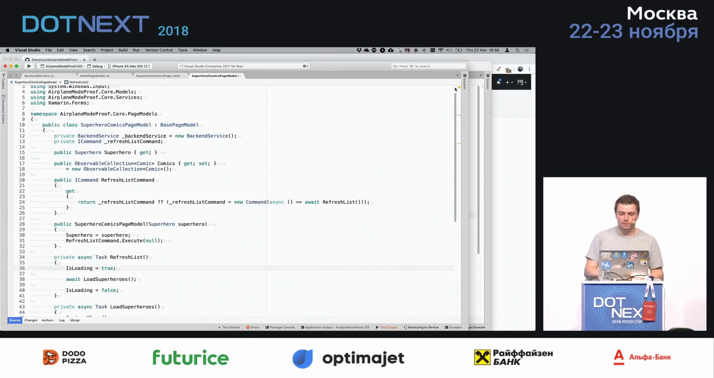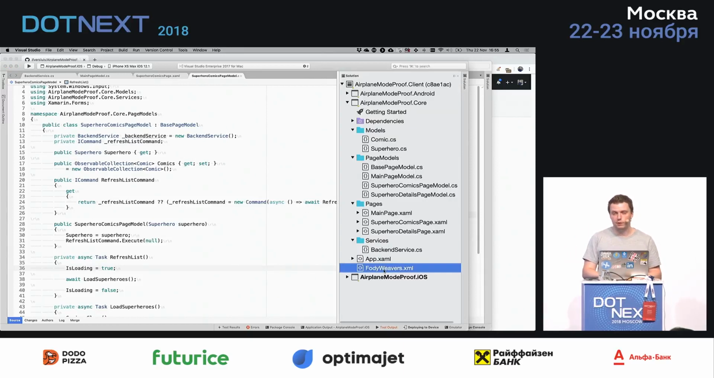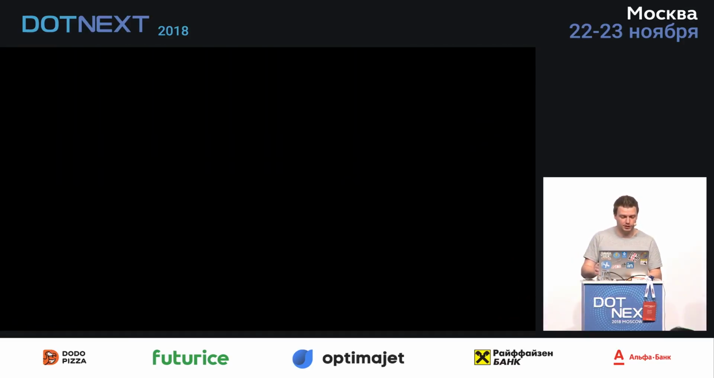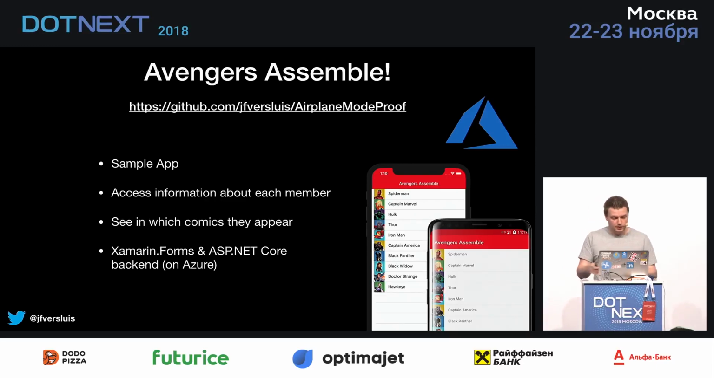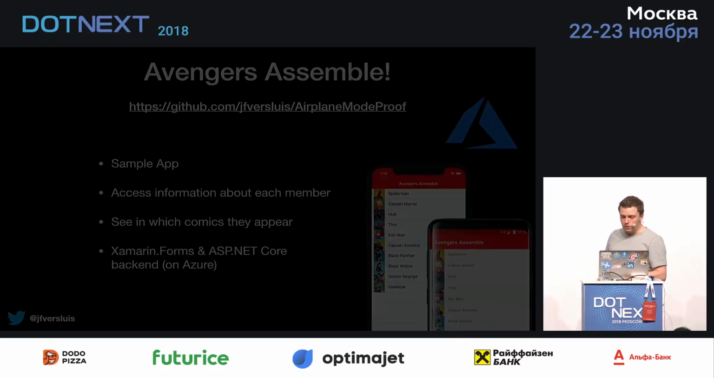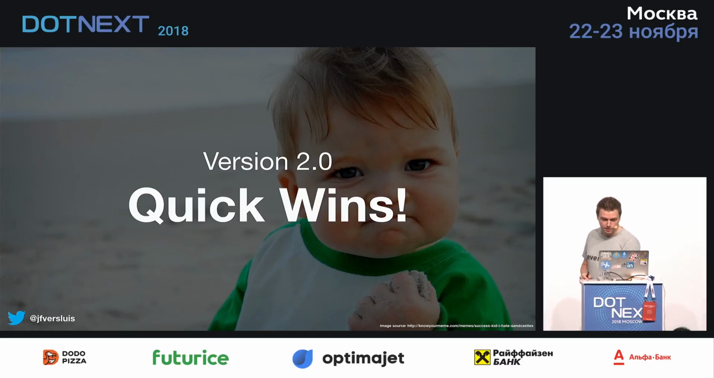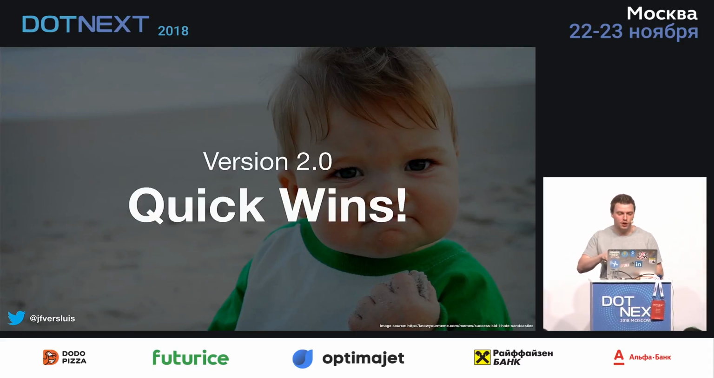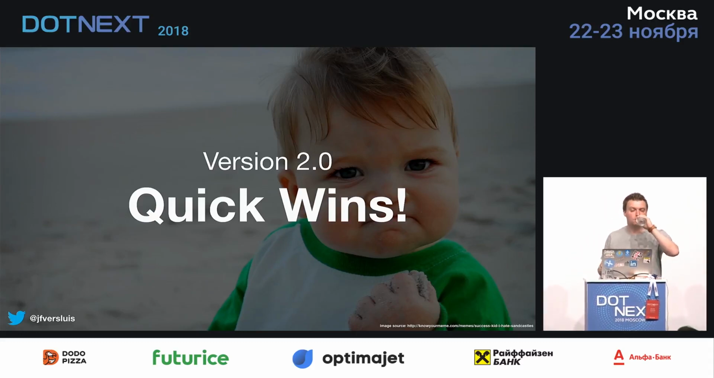Fody is a library that will implement the INotifyPropertyChanged properties for you automatically. I think I have something later on about this. So that's basically the basic version of our application. So let's look at some quick wins that we can do here. Things that are already wrong with our application.